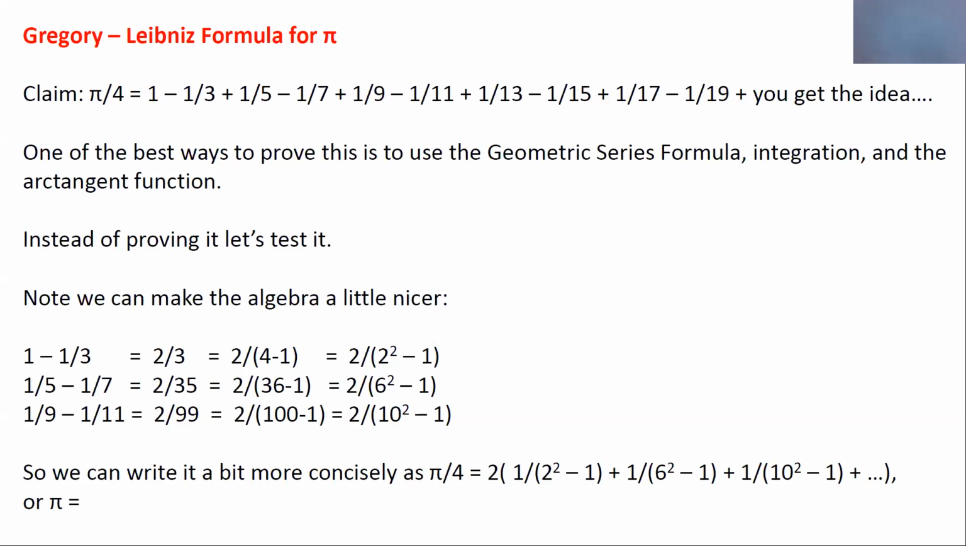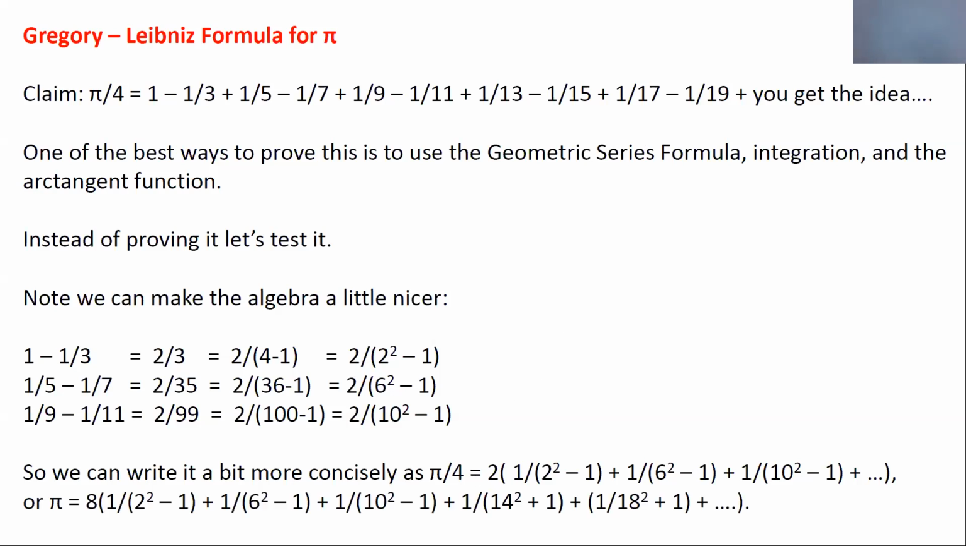It's right in between. So we can write pi over 4 more concisely as 2 times 1 over 2 squared minus 1 plus 1 over 6 squared minus 1 plus 1 over 10 squared minus 1 and so on and so on. But we want to find pi, not pi over 4. So what should we do to both sides? Multiply by 4. What happens when we multiply 2 by 4? We get 8. And so here's a formula for pi.